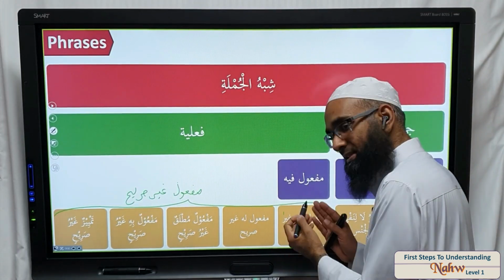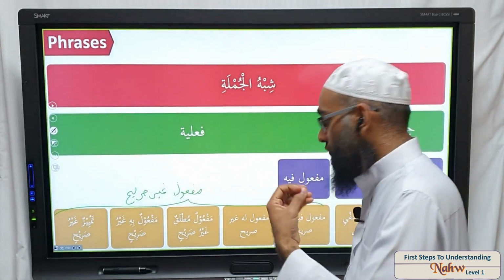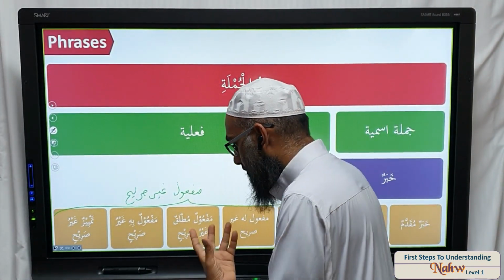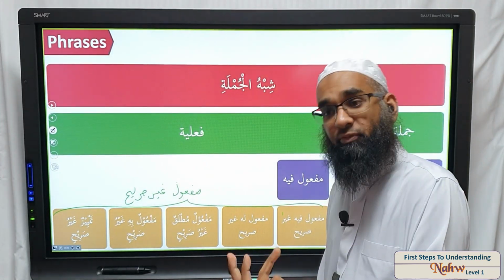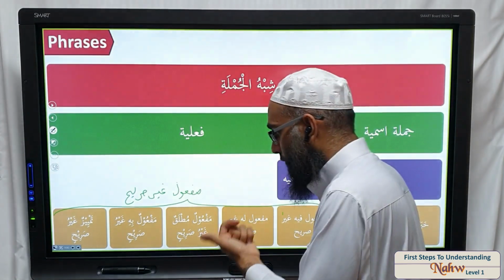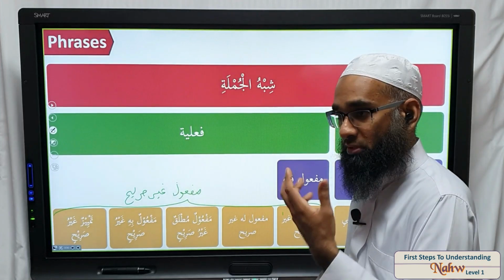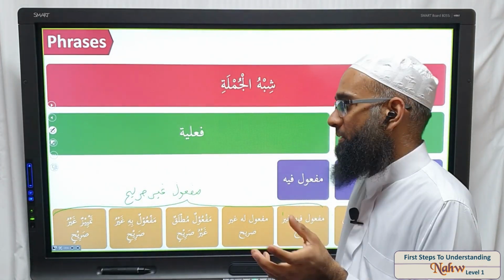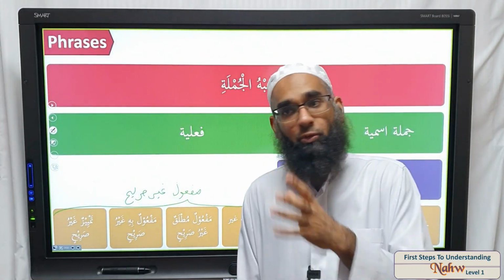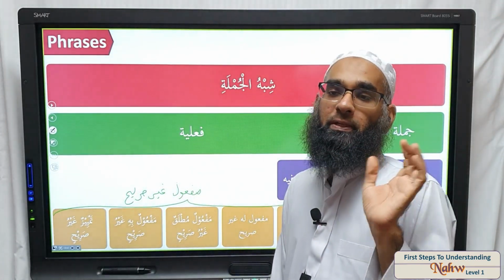If it shows time, the maf'ul fih, the jar majrur, it'll be maf'ul fih ghayr sarih. If it shows reason, for whom, why, it'll be maf'ul lahu ghayr sarih. If it describes the verb, the material or the tool, it is maf'ul mutlaq. If it shows whom the action is carried out upon, maf'ul bihi. And if it shows clarification or removes ambiguity, gives you more detail, then it becomes tamyiz. And if after that these questions don't solve it, this is maf'ul ghayr sarih.